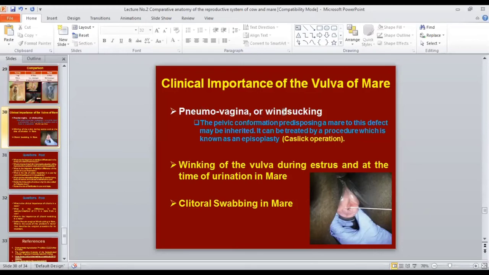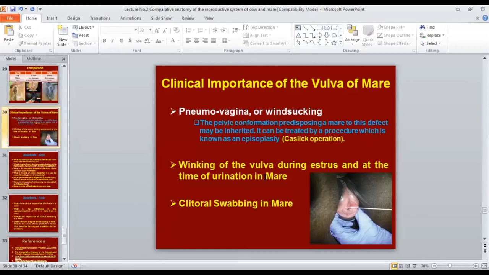Okay. Then the clinical importance of the vulva of the mare, there is a condition that is pneumovagina, or sometimes known as the wind sucking, that is important in case of mare. This condition is actually due to the problem in the pelvic conformation. So you can say that this is a hereditary problem, and this defect can be treated by a surgical procedure known as Caslick operation. You can read the details about this procedure in your surgery class or in your surgery book. But you should know about this problem, that this is important for the mare when you are talking about the vulva of the mare.